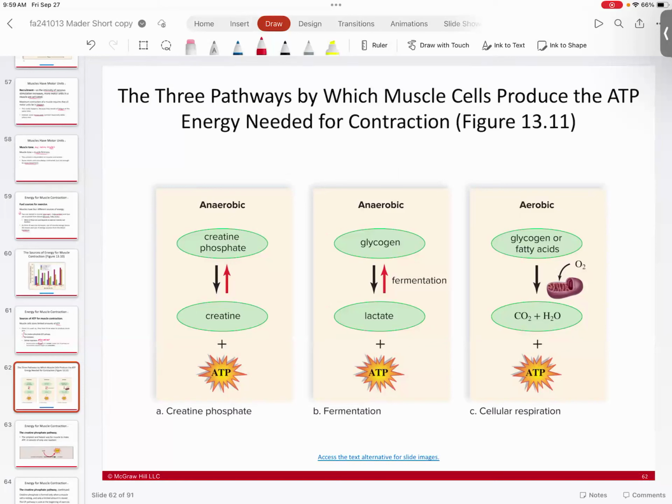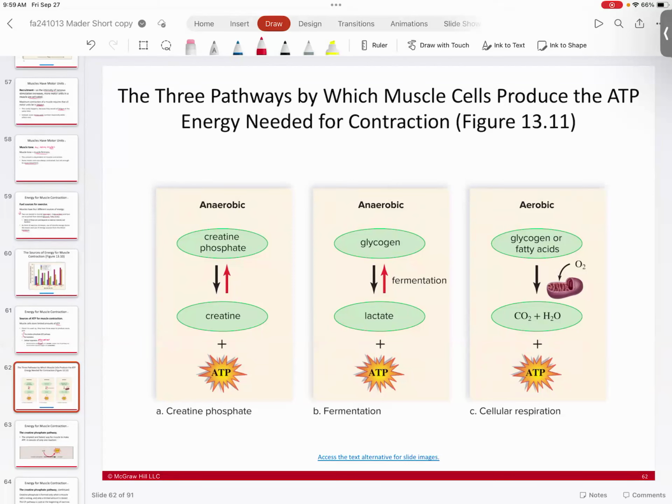And so here's kind of what it looks like. So creatine phosphate will basically create creatine plus ATP. So that'll generate your ATP. You can use ATP to rebuild your creatine phosphate stores when you have lots of ATP in your system. Glycogen will basically break down into lactate, generating ATP. That's a type of fermentation. But you can also take that lactate and ATP and rebuild your glycogen when you have plenty of ATP around.